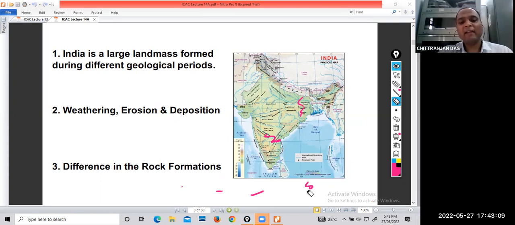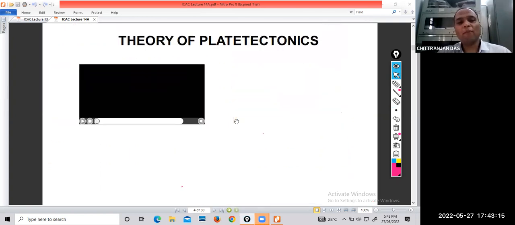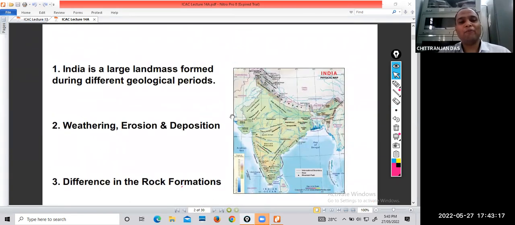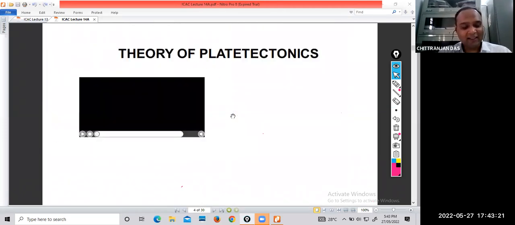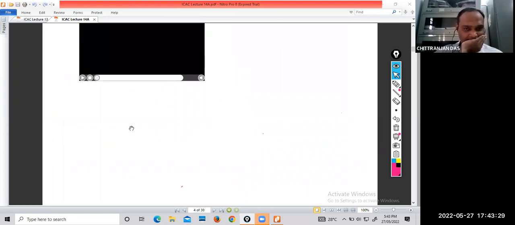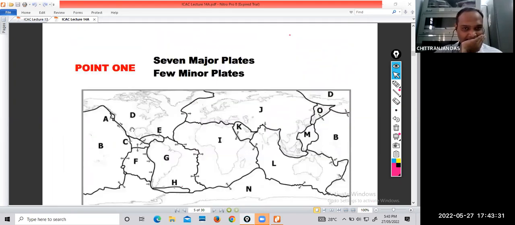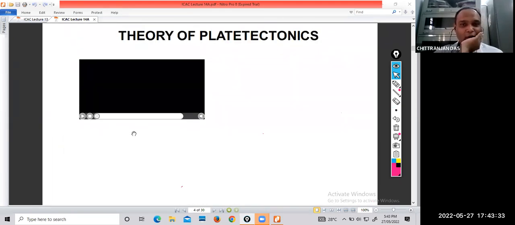Now, another important thing which also gives plausible information about the formation of different features in India is the theory of plate tectonics. You all remember the theory of plate tectonics? Yes or no? We have already discussed it previously.